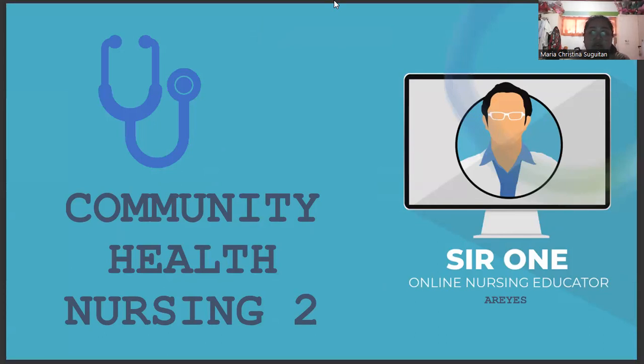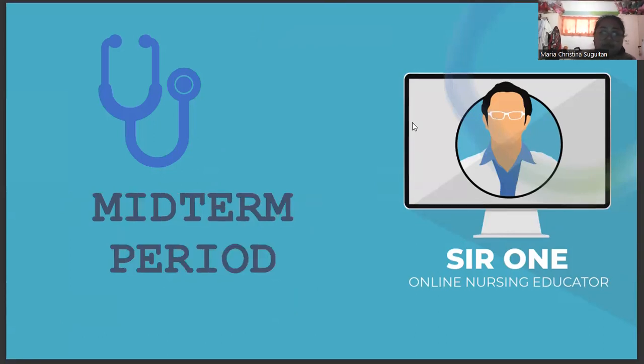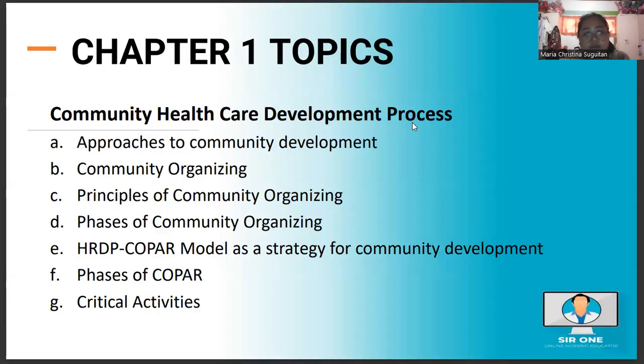So, our midterm coverage consists of Chapter 1, actually, ito po yung mga nilalaman niya. Community healthcare development process, like approaches to the community development, like we have two. And then we have community organizing, the CO. And then the principles of community organizing, the phases of community organizing, and then anong ibig sabihin ng HRDP and COPAR as a model or strategy for community development, phases of COPAR, and critical activities.